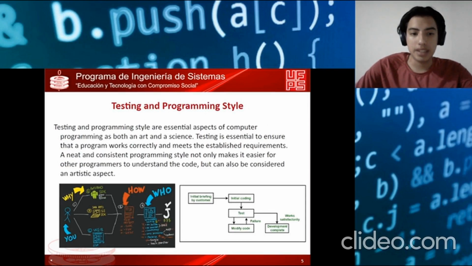Testing and programming styles. Testing and programming styles are essential aspects of computer programming as both an art and a science. Testing is essential to ensure that a program works correctly and meets the established requirements. A neat and consistent programming style not only makes it easier for other programmers to understand the code, but can also be considered an artistic aspect.